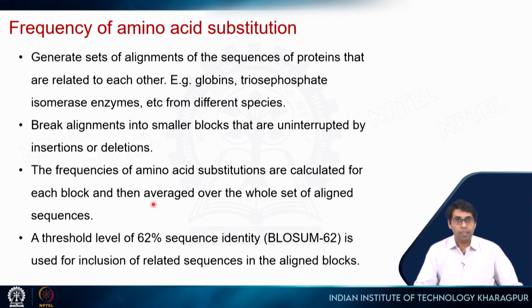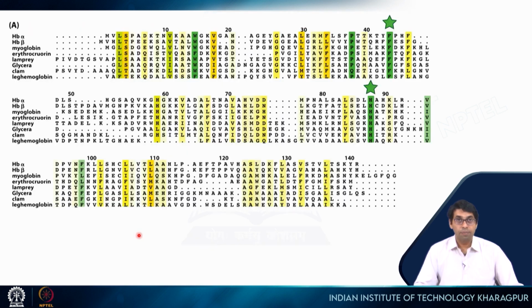Now, one of the factors is a threshold level of 62% sequence identity, which means that no two sequences will have more than 62% identity, okay? Because if there are sequences which have more sequence identity, then they will bias your numbers, your statistics. So, sequences are taken which do not have more than 62% identity, and that is why this is called BLOSUM 62. This number was arrived at by trial and error, and it was found to work very well. Okay. So, let us look at this alignment again.